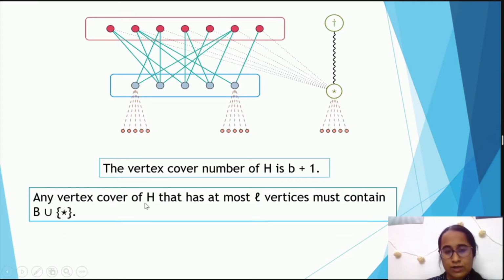Any vertex cover of H that has at most L vertices, where L is b plus k plus 2, must contain the set of blue vertices and the universal vertex. This also can be observed easily.